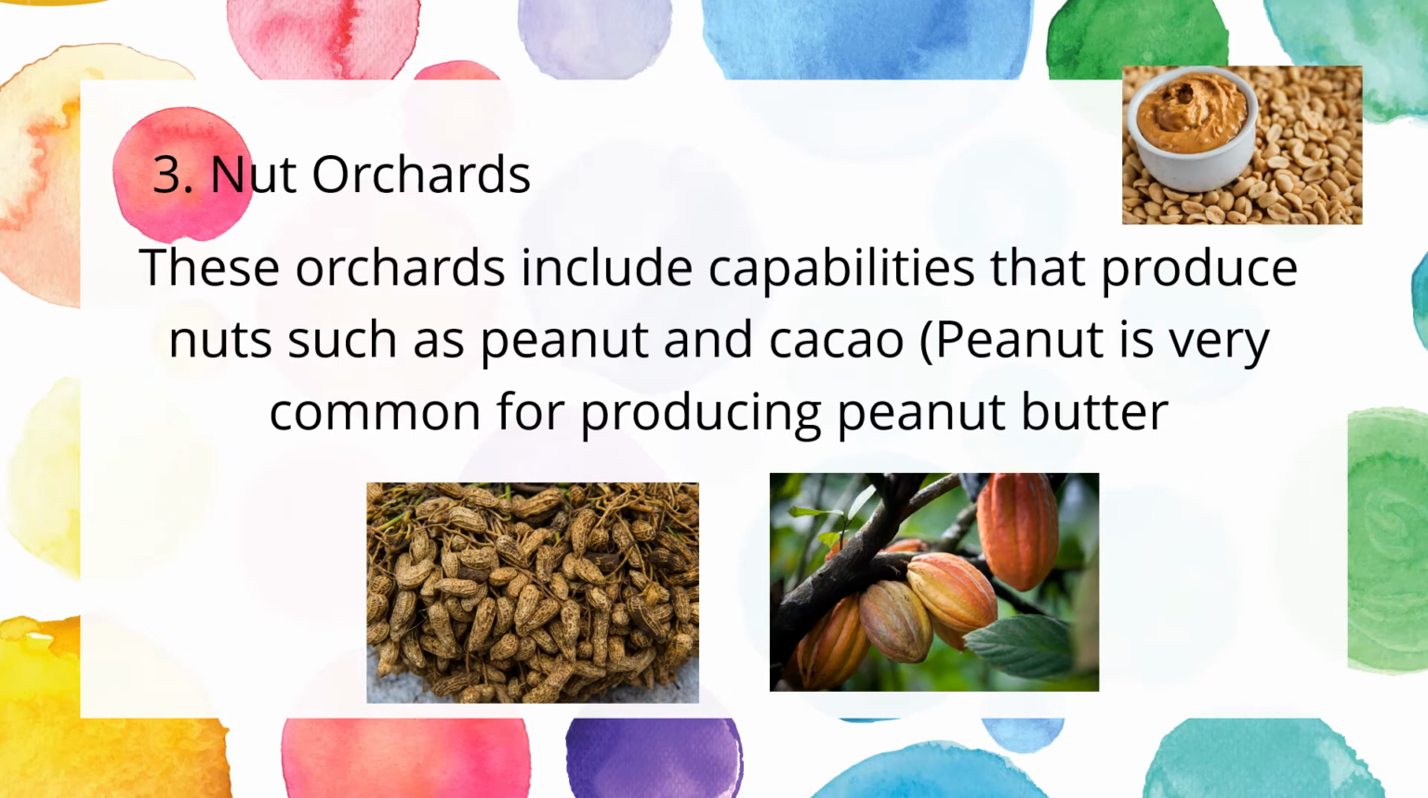Nut orchards. These orchards include crops that produce nuts such as peanut, cacao, and peanut is very common for producing peanut butter.